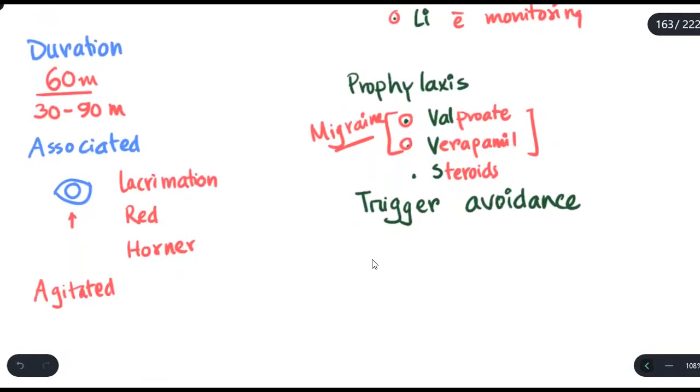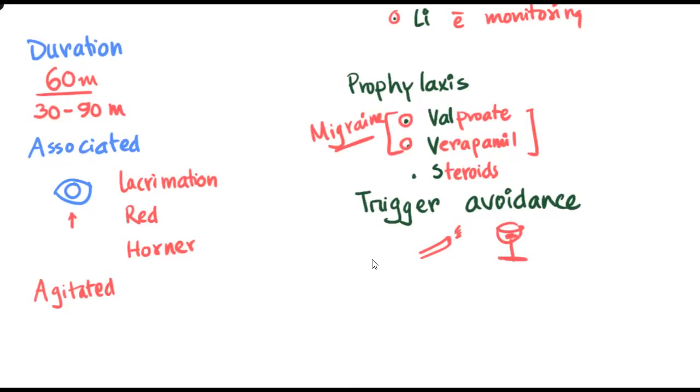And just like migraine, we have to avoid the triggers. The triggers are different. Here the triggers are smoking and alcohol. So avoid smoking, avoid drinks such as alcohol.